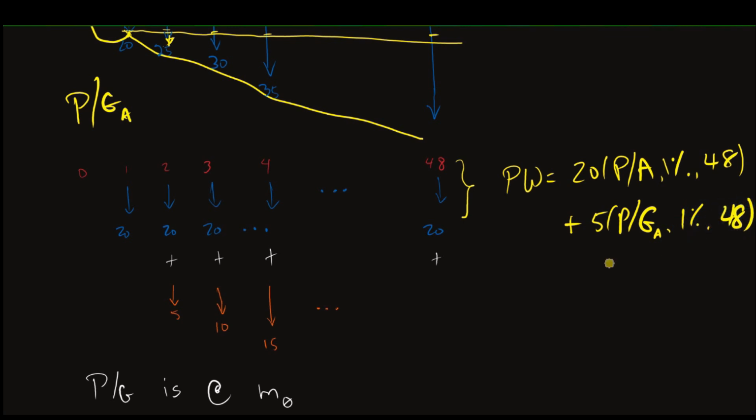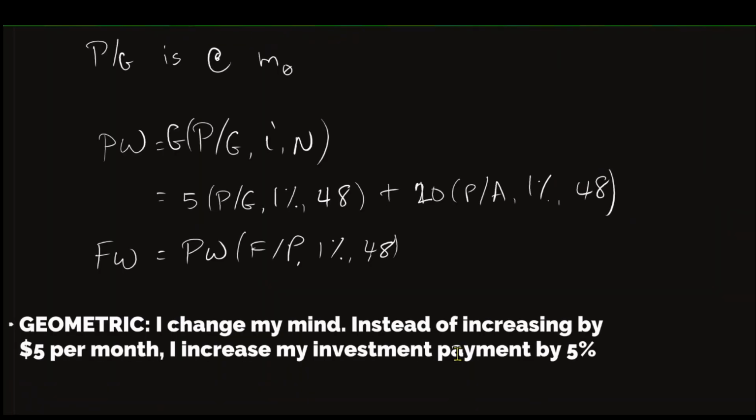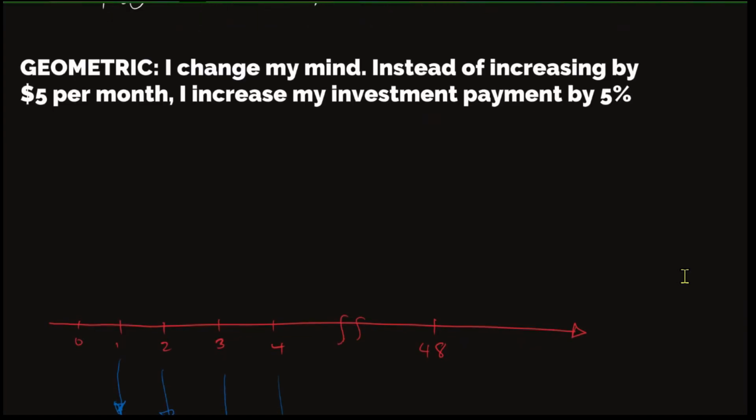To make this faster, I worked this out below so we can take a look at it. And what you'll see is present worth is the gradient component plus the annuity, the uniform series. So that's A, P given A. And then once we solve for all that, we're going to have a present worth. So we've got to move that present worth to the future 48 periods. So I have F given P, 1% for 48 periods.